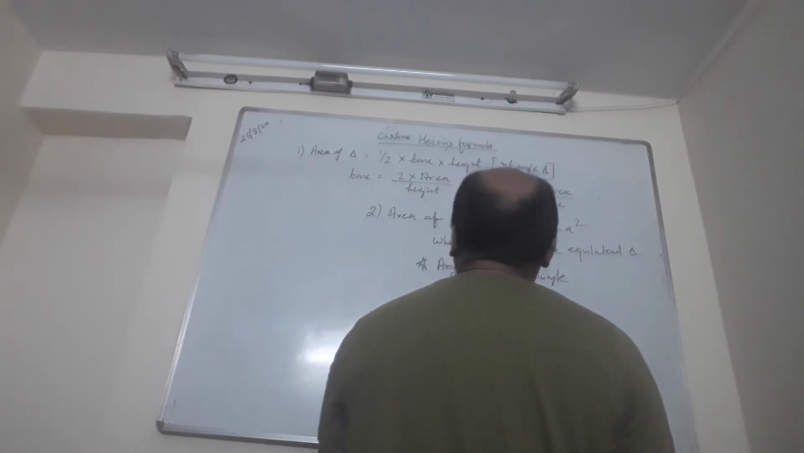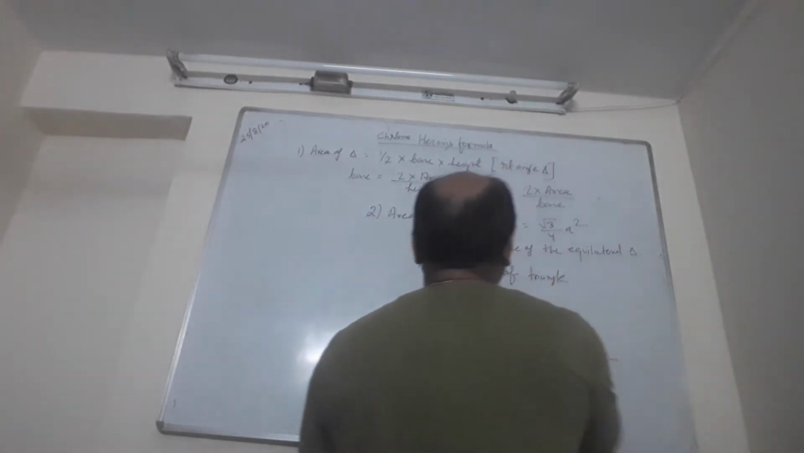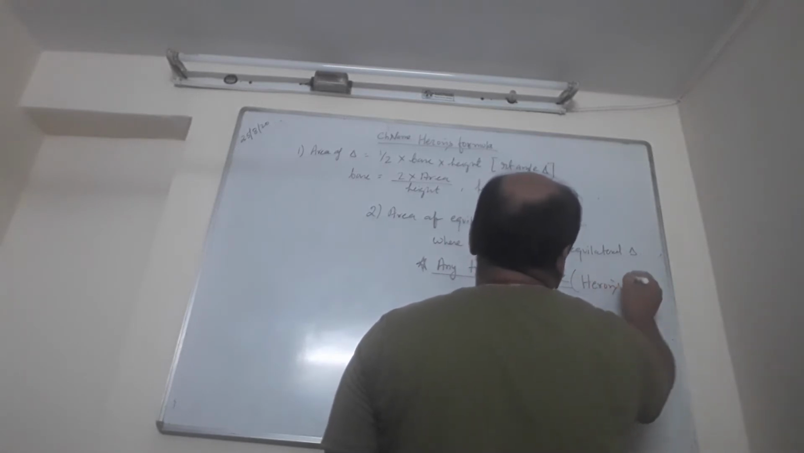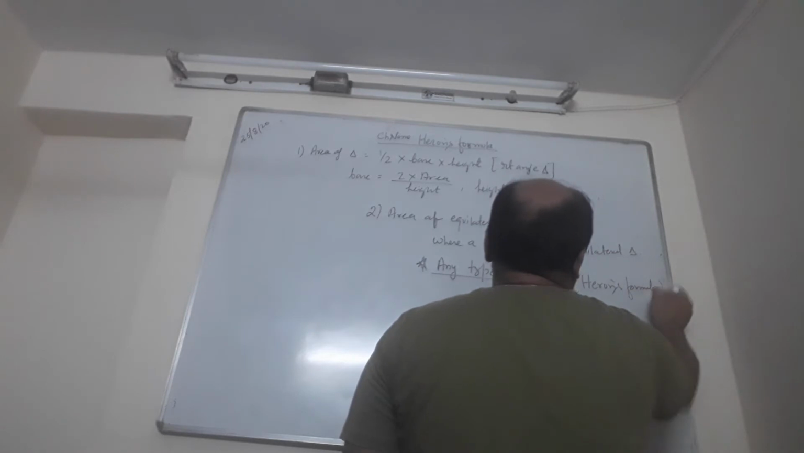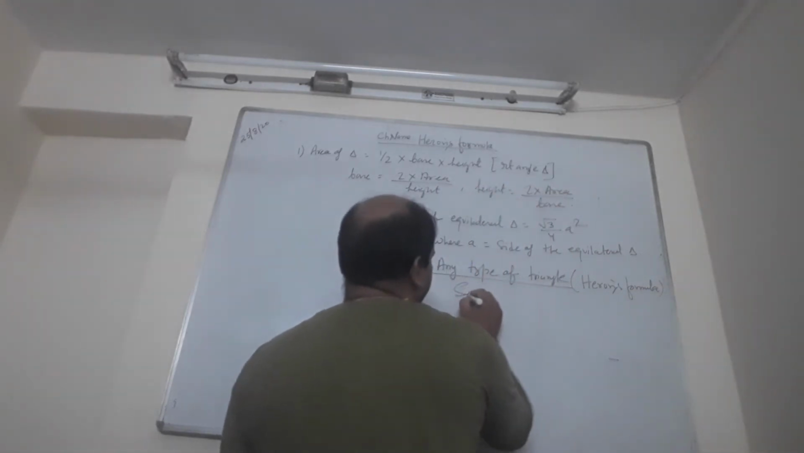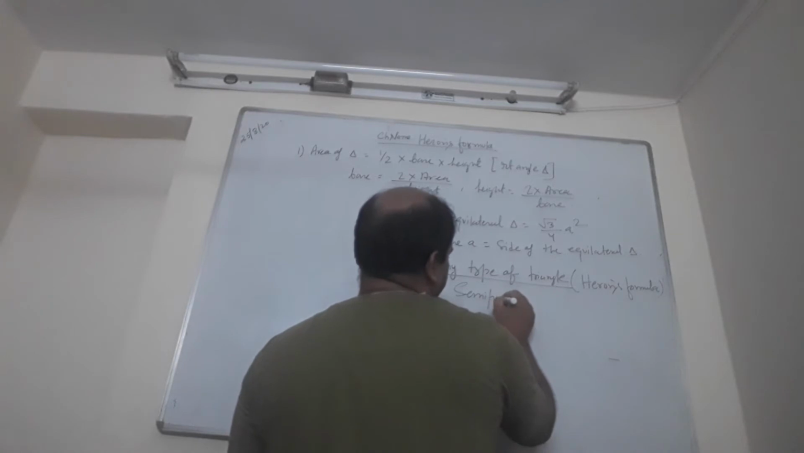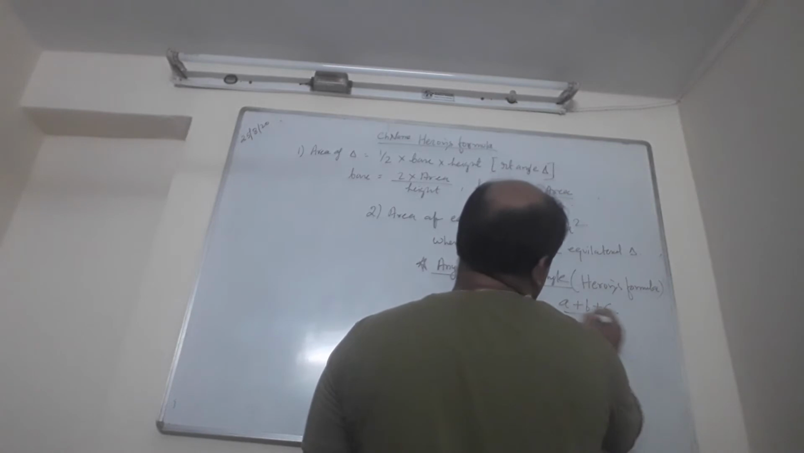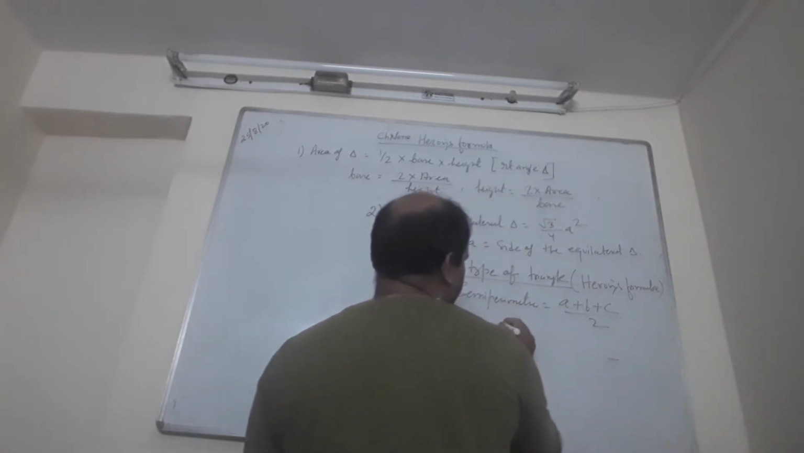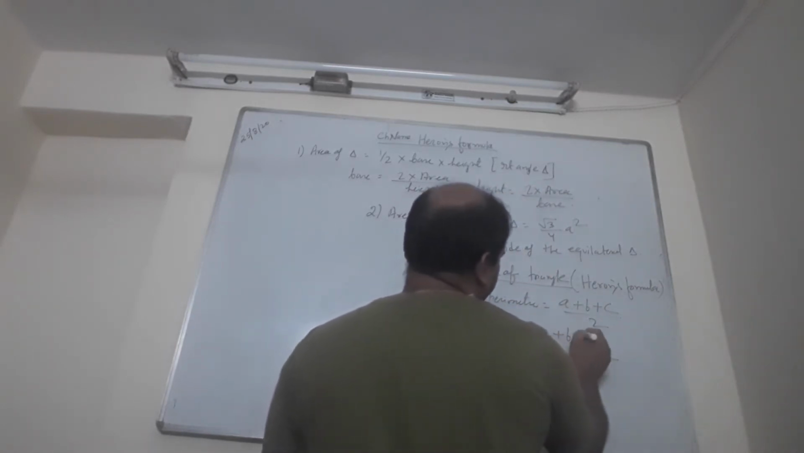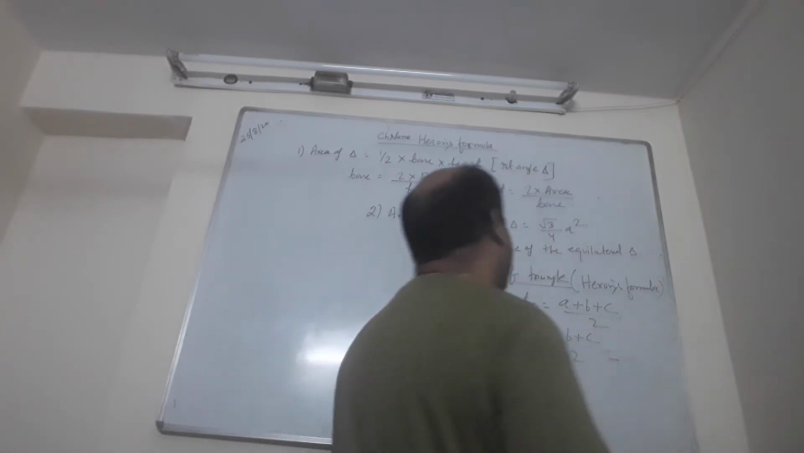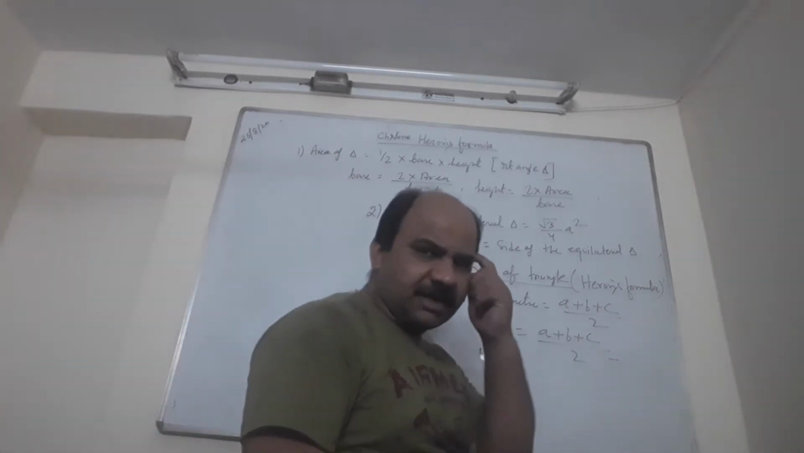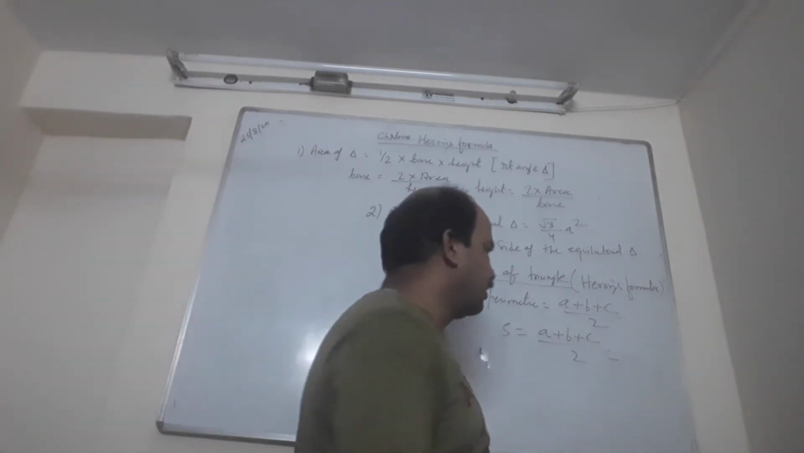So for any type of triangle, we should use the formula called Heron's formula, in which first we have to find the semi-perimeter, that is a plus b plus c by 2, or we also call it s equals a plus b plus c by 2, where a is the first side of the triangle, b is the second side, and c is the third side.